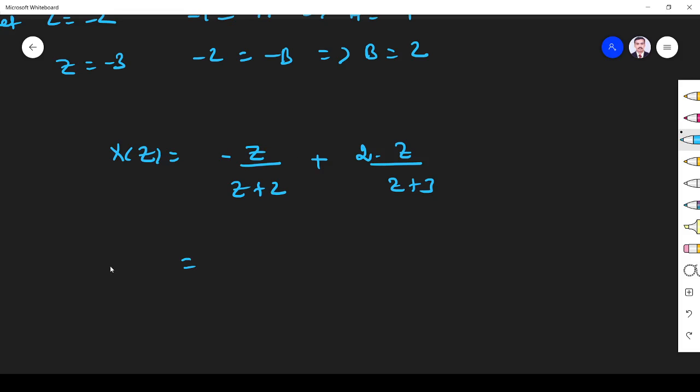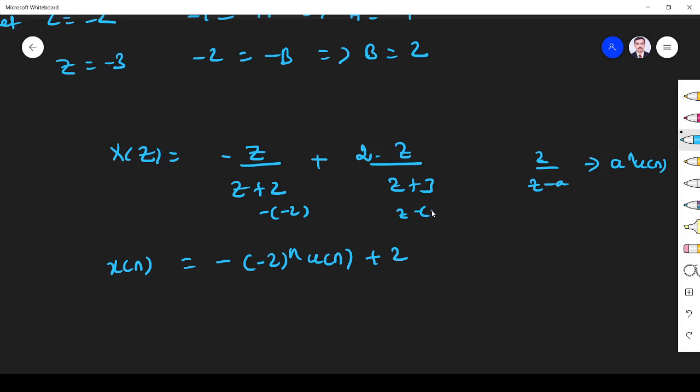Now we know I have to take inverse z transform. So x of n, we know z by z minus a has inverse z transform of a power n u of n. If I take a power n u of n, the z transform of a power n u of n is z by z minus a. It is z by z minus, minus 2 form. So inverse z is minus a is minus 2, a power n u of n, right? Here plus 2, it is z minus, minus 3. So here a is minus 3. So inverse z is minus 3 power n u of n. So this is the answer.